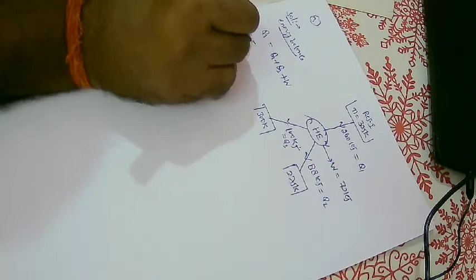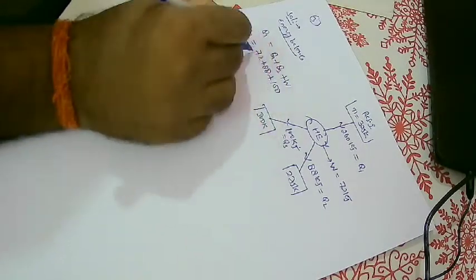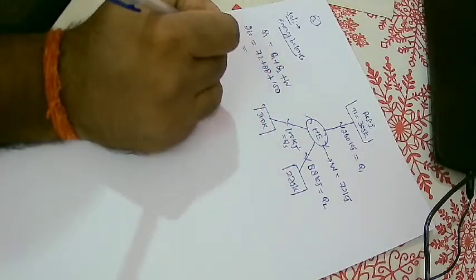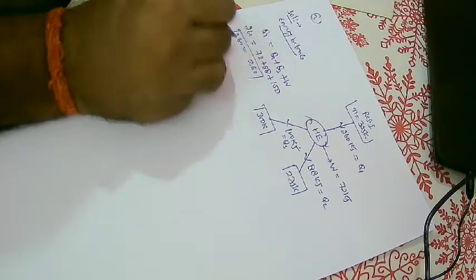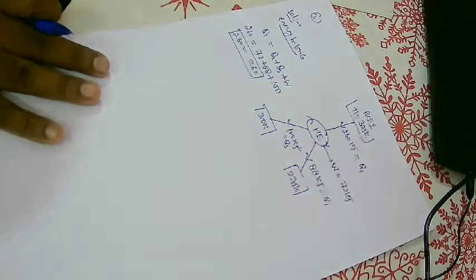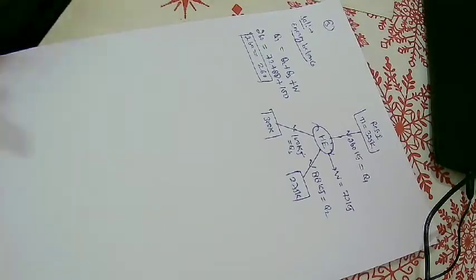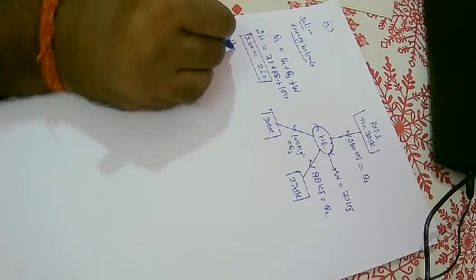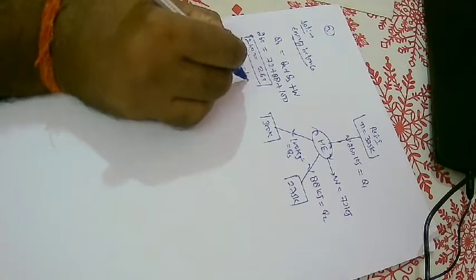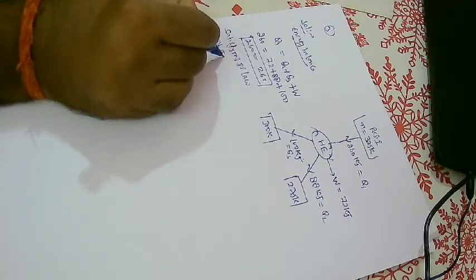So substitute all the values. 260 this side is equal to 72 plus 88 plus 100. If you add this, how much are you getting? You are getting 260. So 260 is equal to 260. So the energy balance is perfect. Thus the designed heat engine satisfies the first law of thermodynamics.